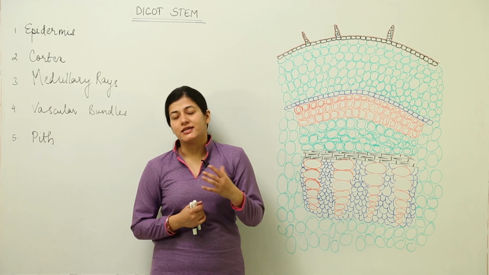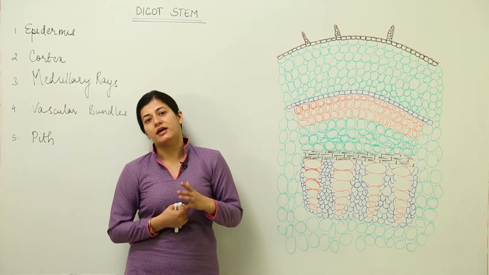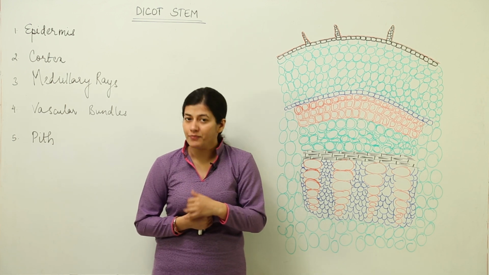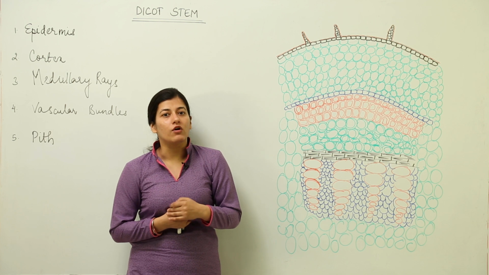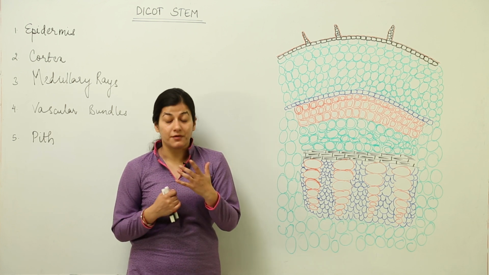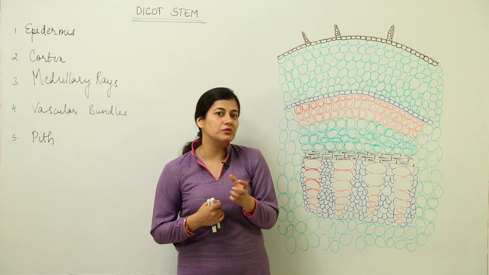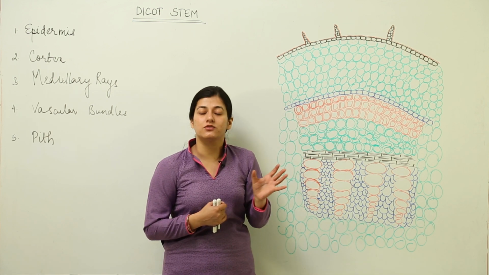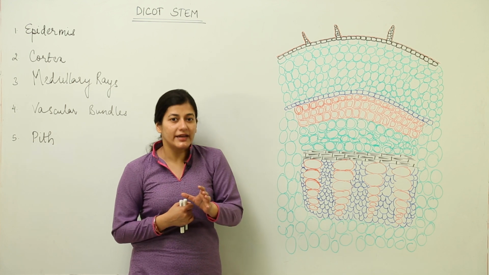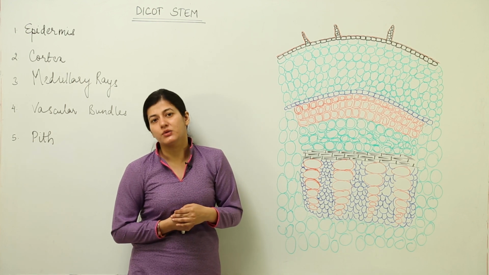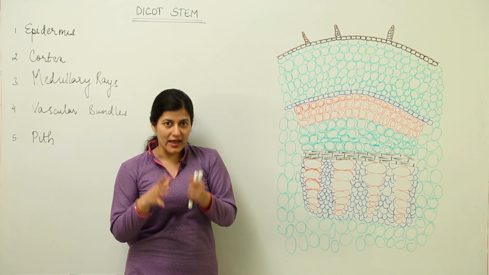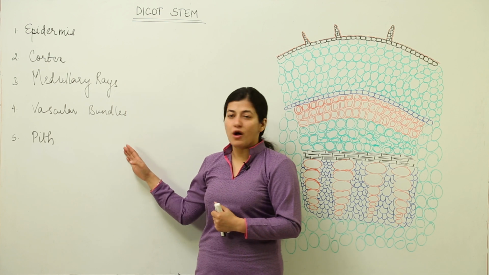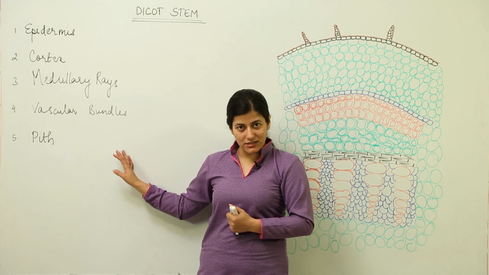Now, what this lesson demands from you is to pay attention to the parts of that stem, what all parts comprise that stem. Secondly, you need to have an idea of the diagrammatic representation. That means the syllabus asks you to diagrammatically practice this particular presentation of cells. So, you have to practice the diagrams and learn what is located where. For that you need to know what is present where. So, we have 5 components of the dicot stem that are listed over here.